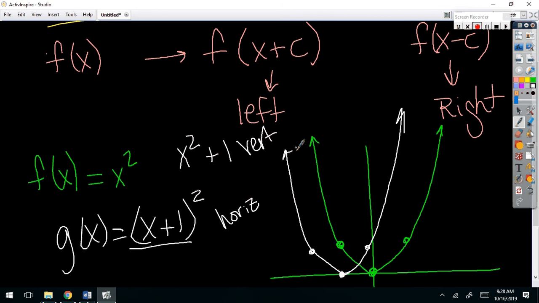And if you plug the points in there, you would see that that's what happens. It moves the opposite way you think on the x. If it says minus, it's going right. If it says plus, it's going left. When it's only to the x. If you plug it in, you would see.